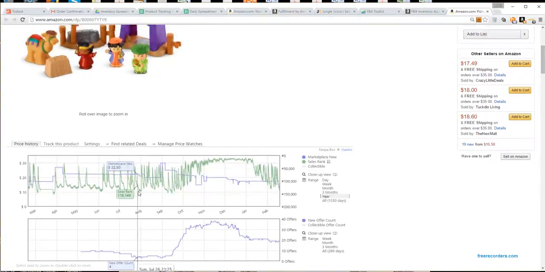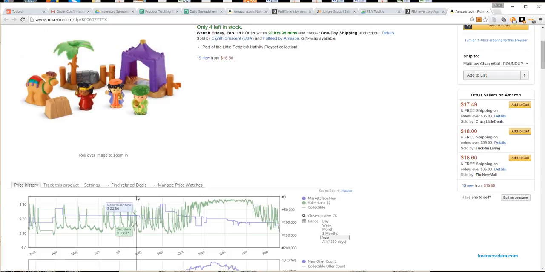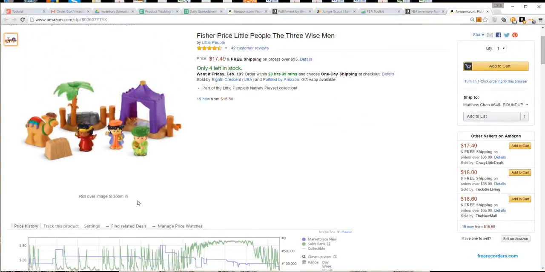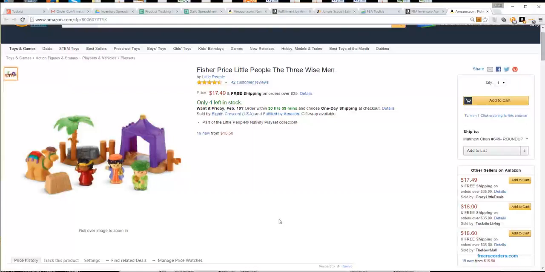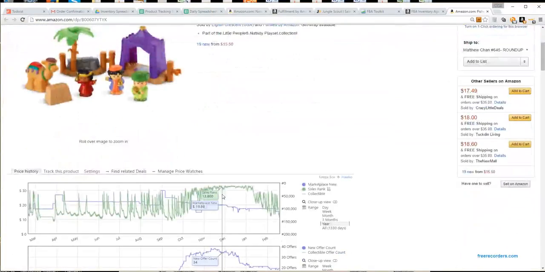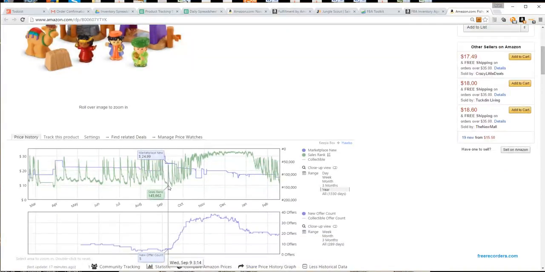But at that rank, it's quite risky. Now, price has gone down to $15.50. I'm selling it for $17.49. I just want to get rid of it now. I mean, it's a break even. This one wasn't a really bad buy, but it wasn't a good buy.